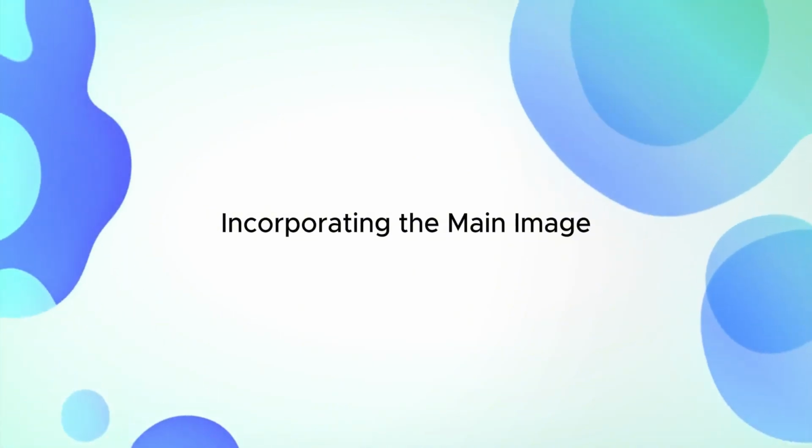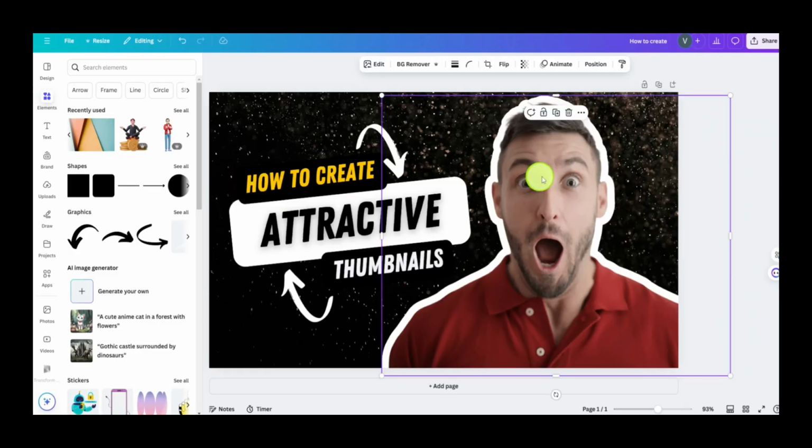Incorporating the main image. If your thumbnail features a person or product, upload the image. Use Edit Image or BG Remover to isolate the subject if necessary. Resize and position it to make it the focal point.